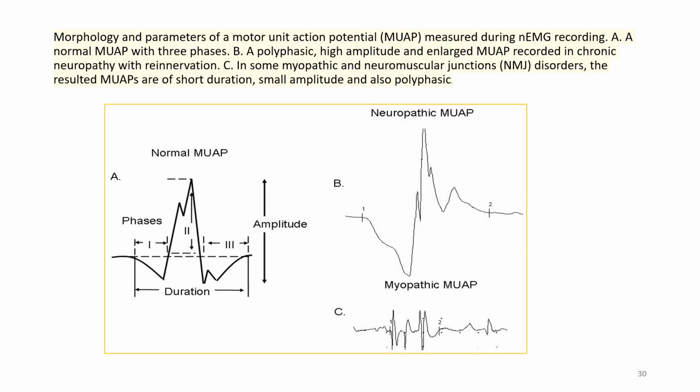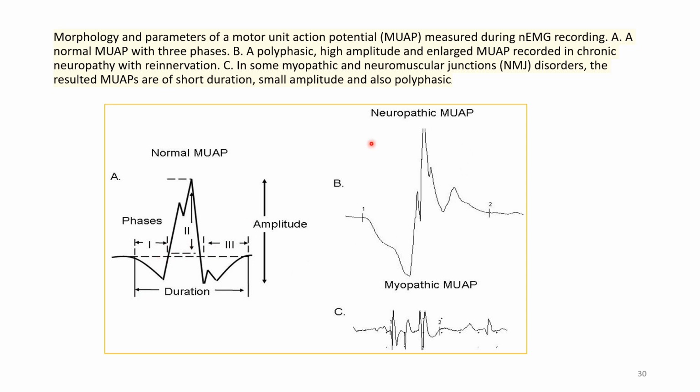You see this? This is a normal M wave. So what are the phases? You will have 1, 2, 3 phases. This is total amplitude. This is total duration. So what you can see is the morphology and parameters of the motor unit action potential during normal EMG recording. This figure A is a normal MUAP with 3 phases. Polyphasic means more than 3 phases, so that is having 4 or 5 phases. So these are the 3 phases.